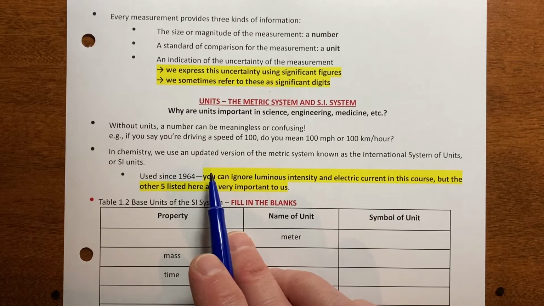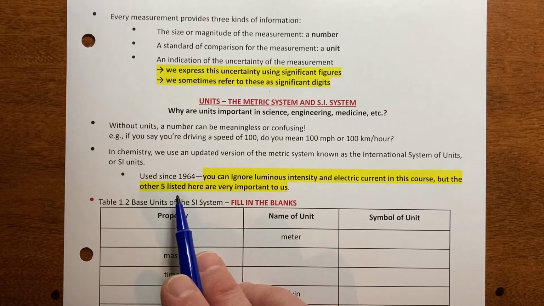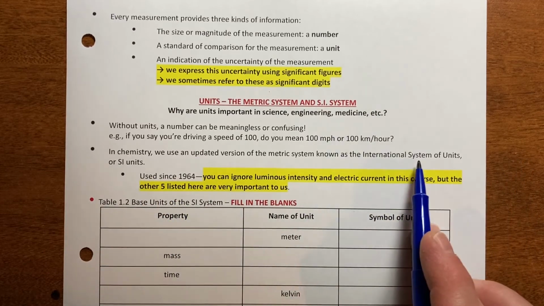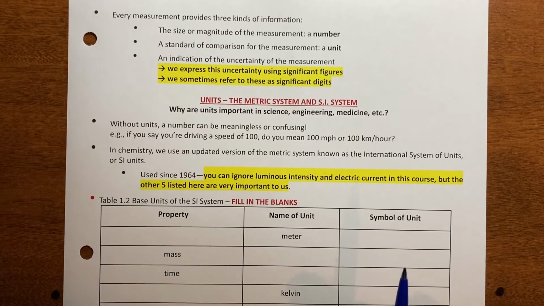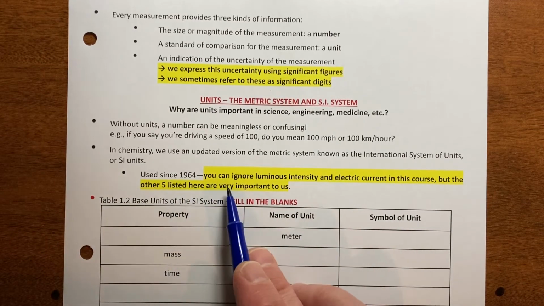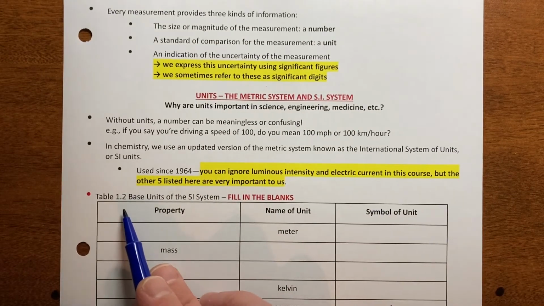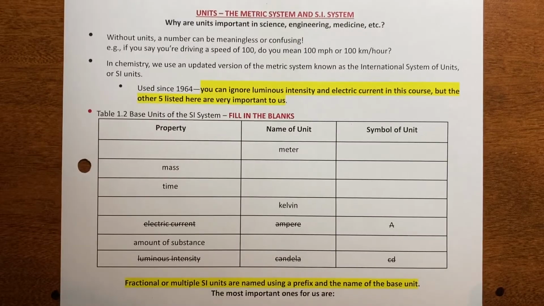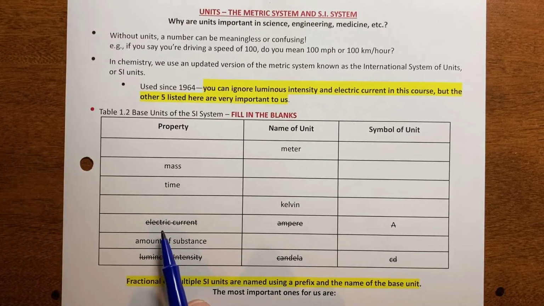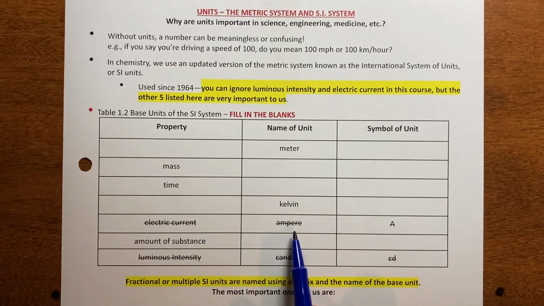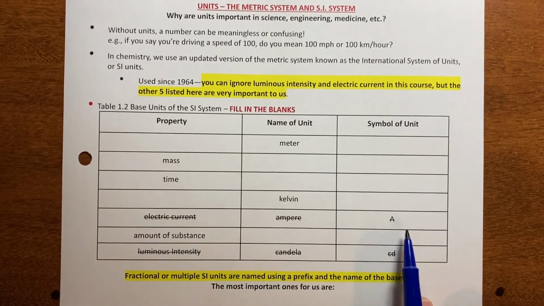In chemistry, we use an updated version of the metric system. It's called the International System of Units, or SI units. It's from the French, Système International. So that's where SI comes from. It's been used since 1964, and there's a chart in your book, I think it's table 1.2. It gives you what are called the base units of the SI system. There's 7 of them. We're going to ignore the one dealing with electric current, so that's why I have this crossed out here, which is amps. But this isn't a physics class, so we don't really have a use for that.